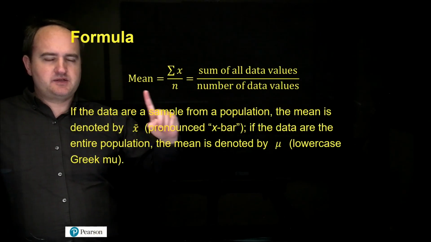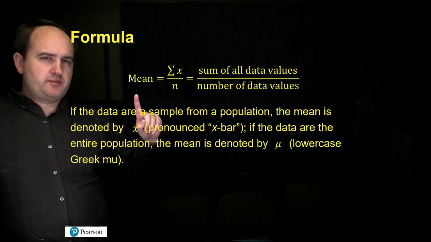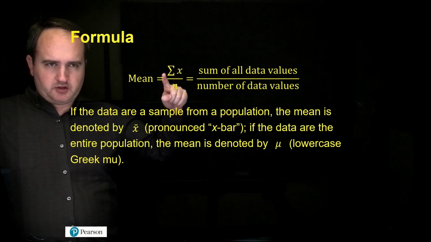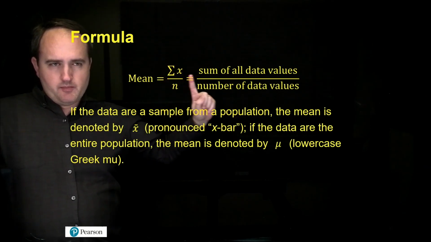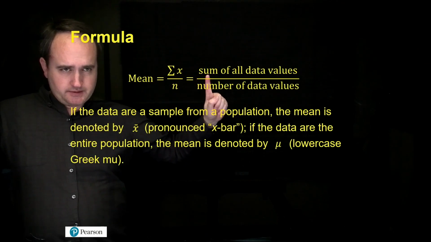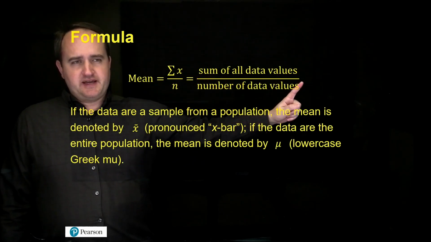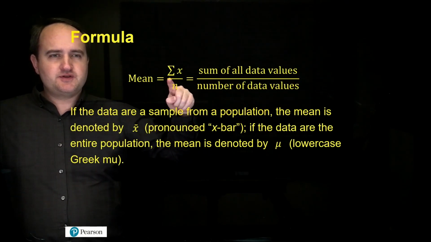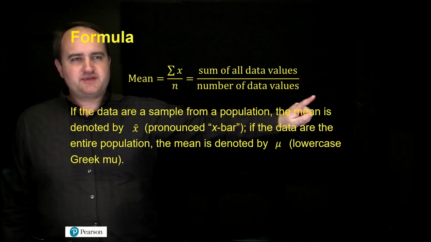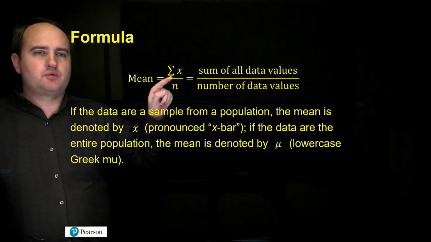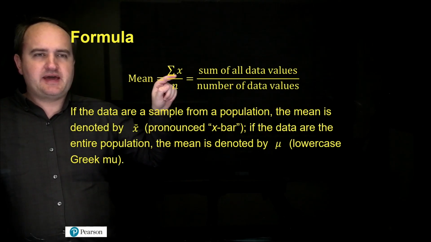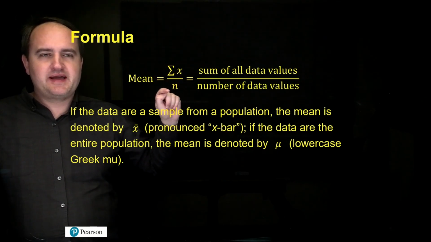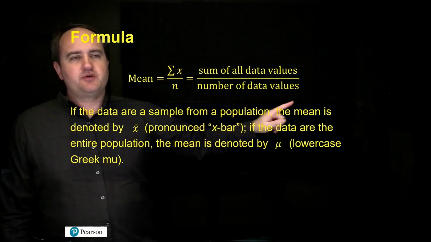Let me skip ahead to this slide. So here's the formula for the mean. This part might look a little confusing, but all this means is the sum of all data values, which means you add up all the data values, and then you divide by the number of data values. So the way we read this is sum of x, where x is each data value, divided by n, where n is the number of data values.